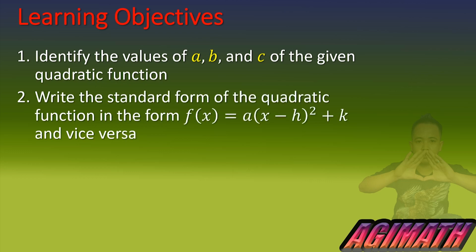And second, the main purpose of this tutorial, we are going to write the standard form of the quadratic function in the form f of x equals a, the quantity of x minus h squared, plus k, and vice versa. We are going to write the standard form into the vertex form and vertex form to standard form. So let us start.